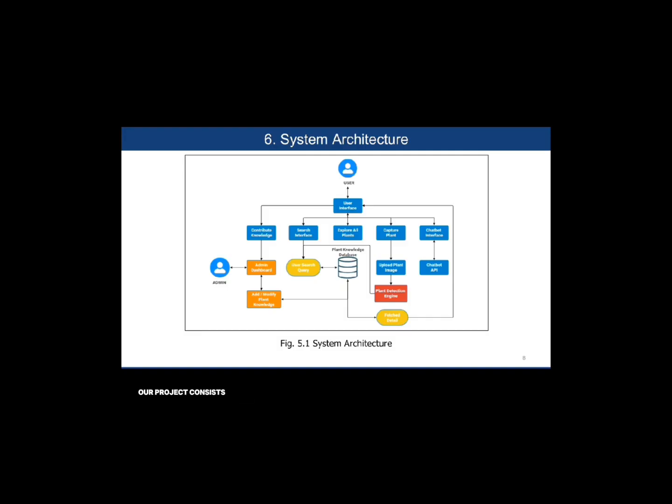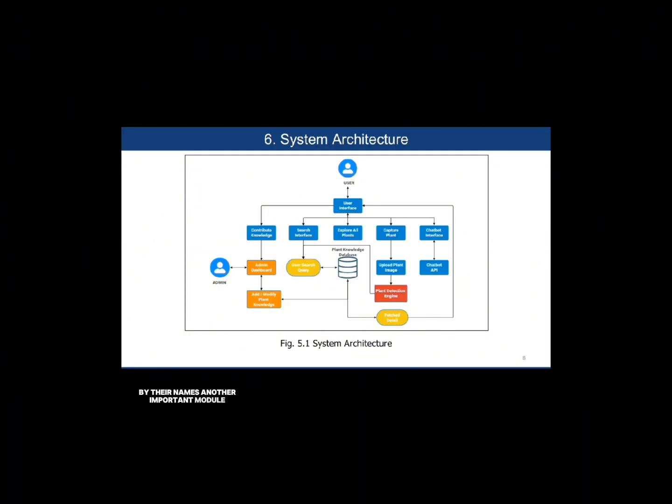Overall, the architecture ensures proper communication between the user interface, database, and future AI modules. Our project consists of multiple important modules. The first module is the interactive herbal exploration platform where the user can browse medicinal plants easily. The second module is the centralized database which stores all the botanical and medical information in an organized manner.